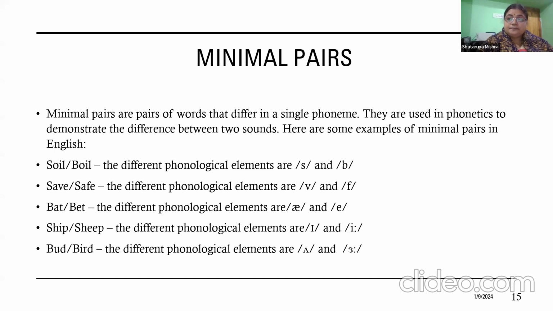Then ship and sheep. So short E and long E. Ship and sheep. So the rest of the sounds are the same. That is the only difference. Then but and bird. The consonant sounds are the same. The vowel sounds are different: the short a sound and the long a sound. But, bird. So these are what we call minimal pairs.